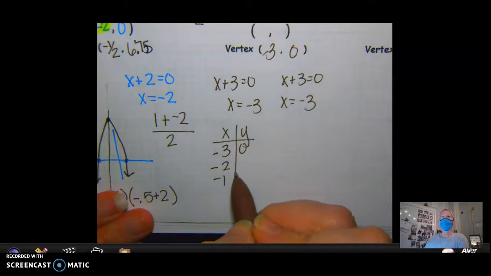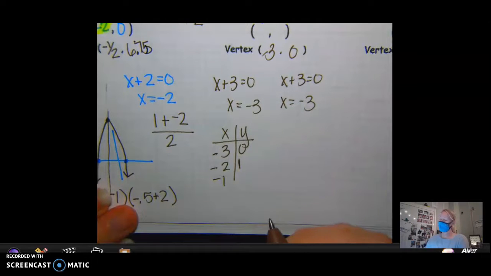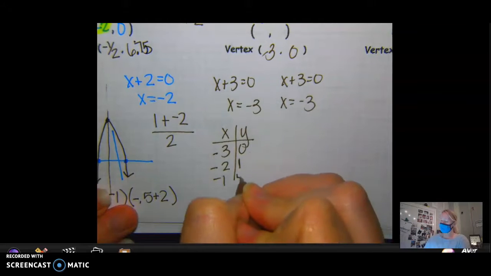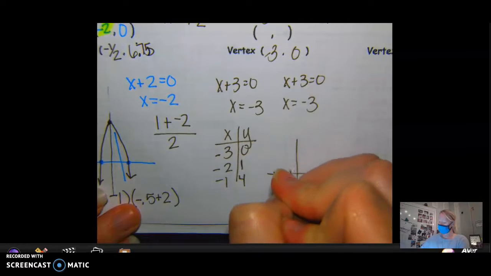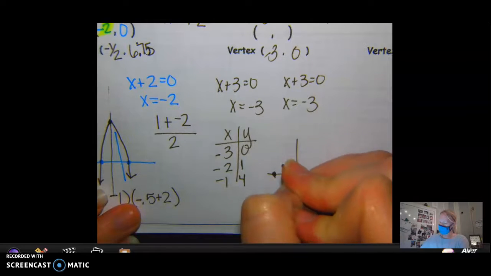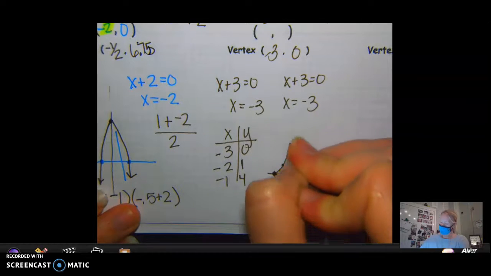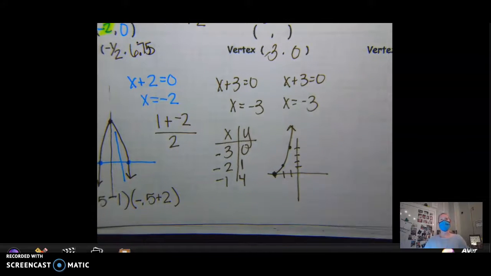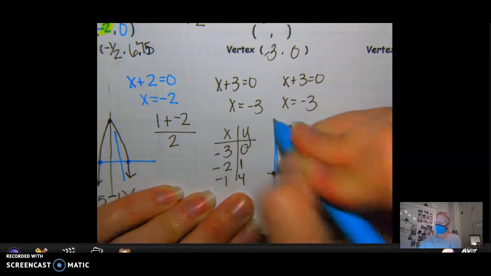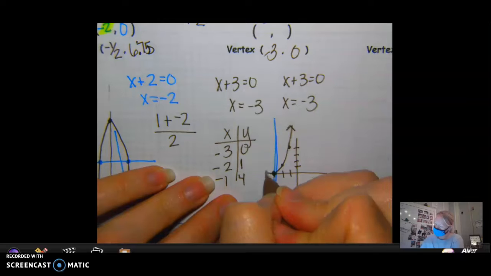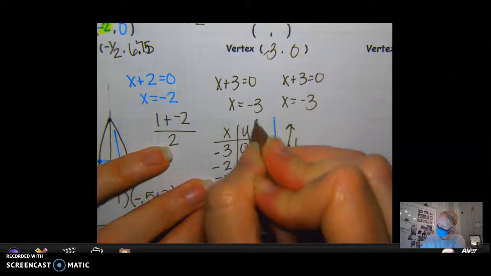When I plug in -2, what do I get for my output y value? 1. When I plug in -1, what do I get for my output y value? If I were to graph this, go ahead and graph it with me. I'm back 1, 2, 3. I'm back 2, I'm up 1. I'm back 1, I'm up 4. There's one side of my parabola, right? AOS is the mirror image line, goes through the vertex. Mirror image those other 2 points to find the rest of your parabola, and then you graph it.